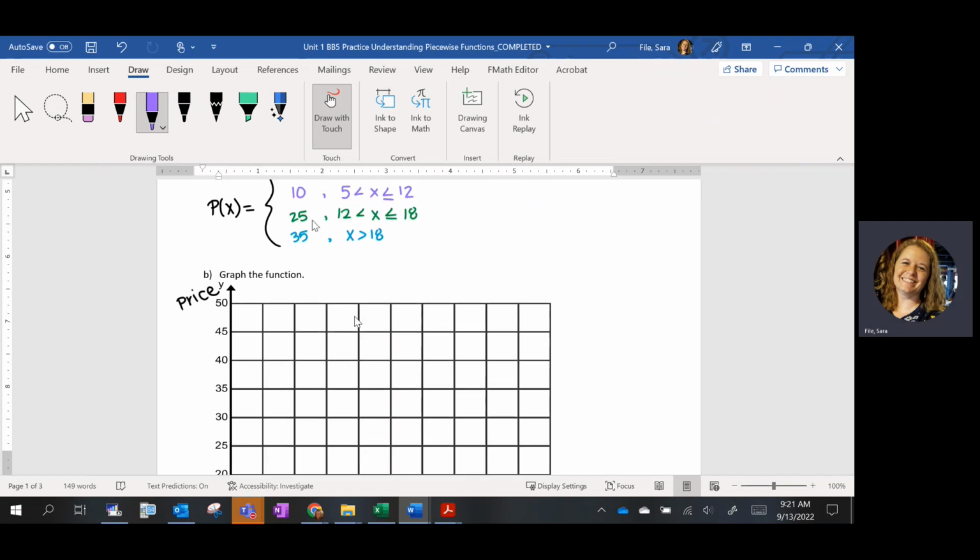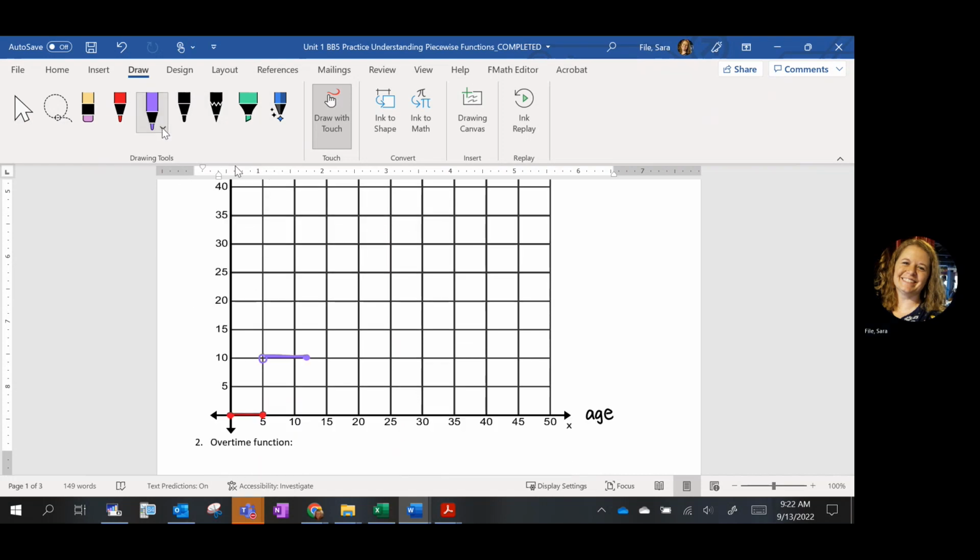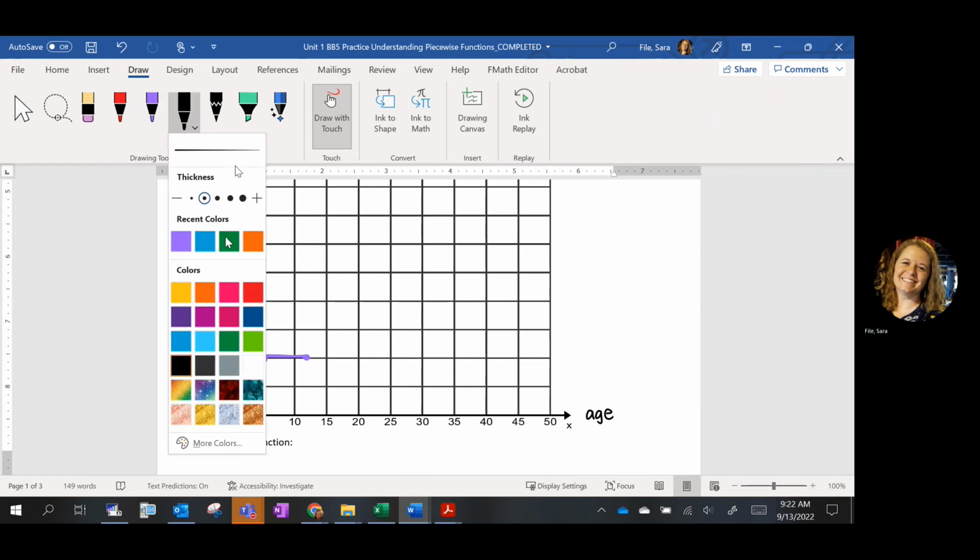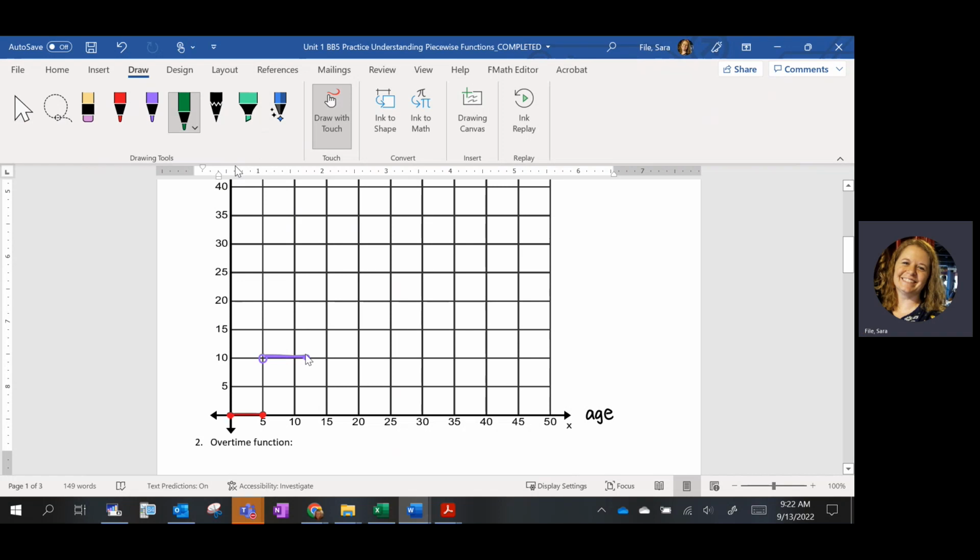And then it jumps up to $25 for 12 to 18-year-olds. Okay, so 12 jumps up to 25. That's going to be an open circle here at the 12. Okay, until they get to 18, which is going to be about here. Okay, we have the constant function there. Okay, and then it jumps to 35 at age 18.